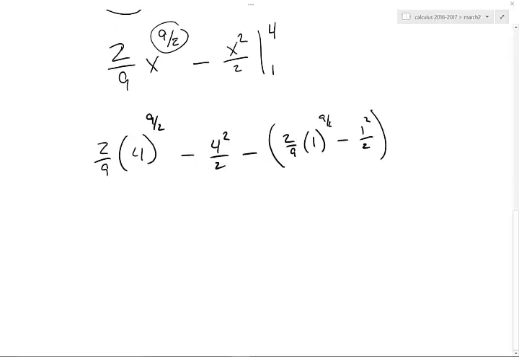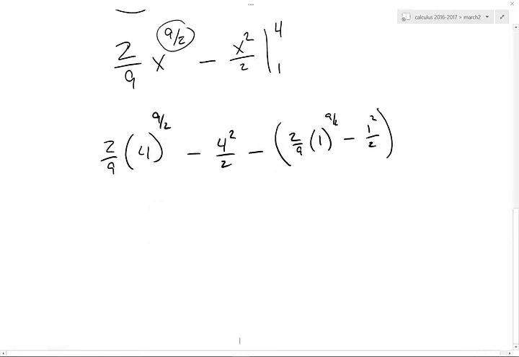There we go. All right, what is the square root of 4? 2. And what is 2 to the 9th power? Yes, you do. 2 to the 7th is 128. 2 to the 8th is 256. That means 2 to the 9th is 512, isn't it? That's what I thought. So 512 times 2/9, whatever that is. 4 squared is 16 divided by 2 is 8. Hey, what is 1 to any power? That's 1. So it's minus 2/9 minus a half.